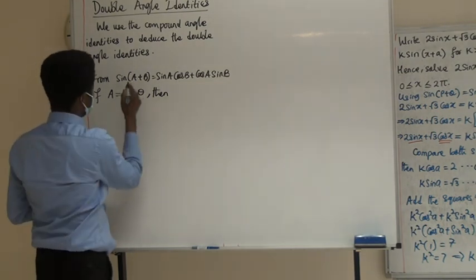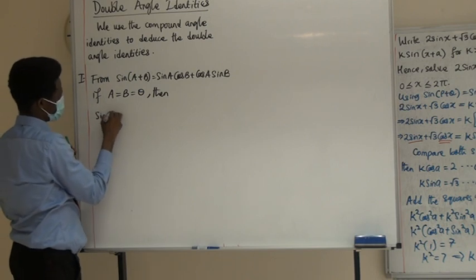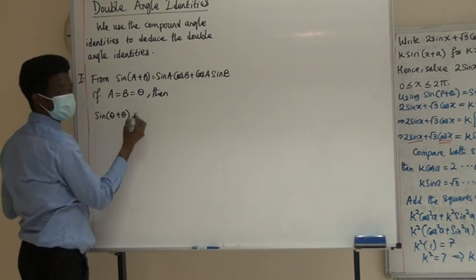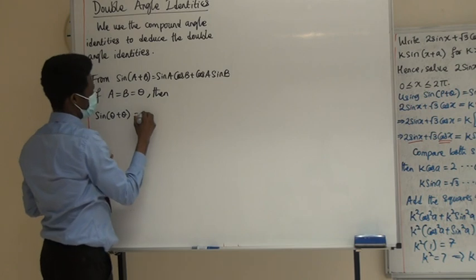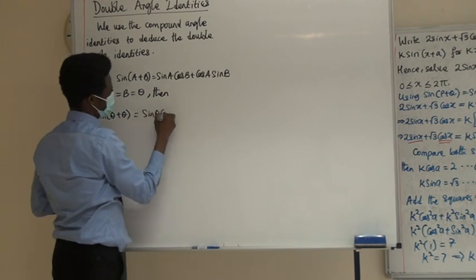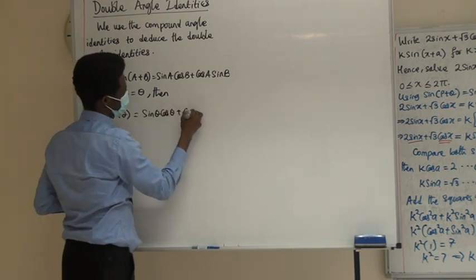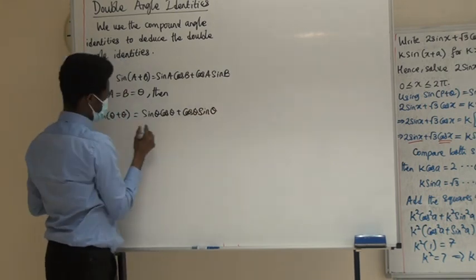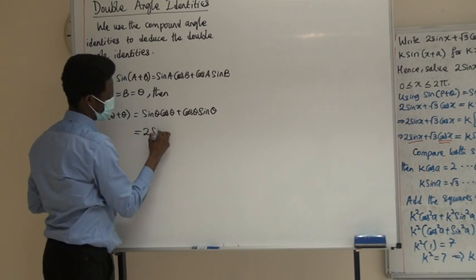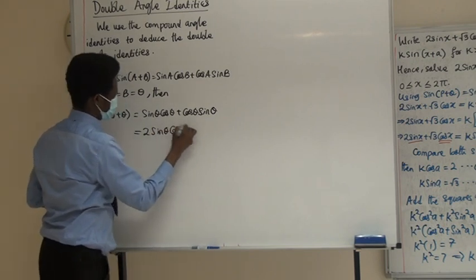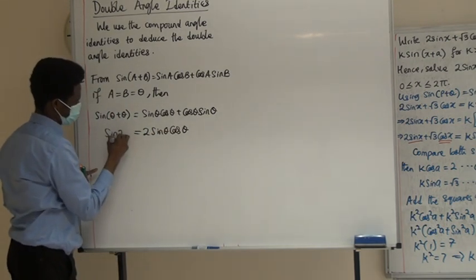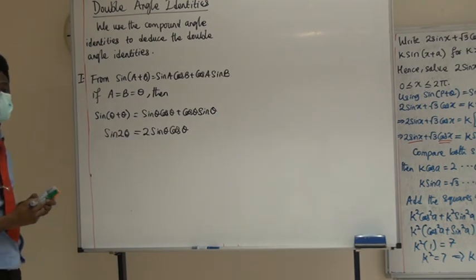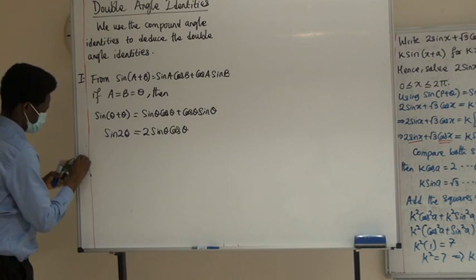So my left hand side will be sine of theta plus theta, right? And my right hand side will be sine theta cos theta plus cos theta sine theta, which means these two are the same. So this is just 2 sine theta cos theta, and the left is sine 2 theta. That is the double angle for sine. That's easy.